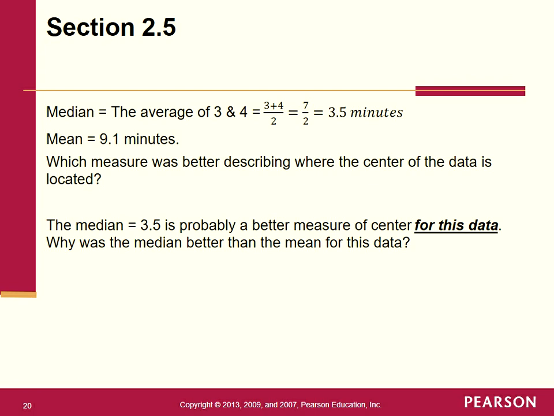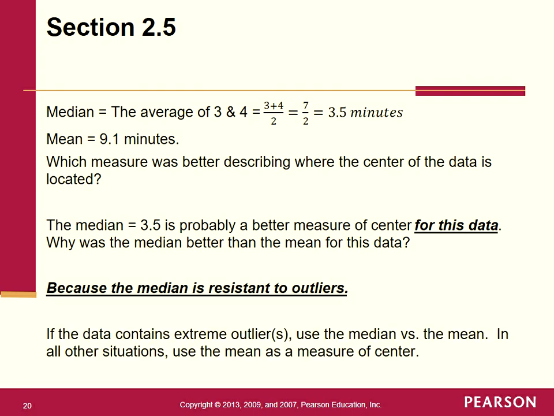Why was the median better than the mean? We've got to figure that out. It's because the median is resistant to outliers. Resistant meaning the way we measure it, the outliers are not going to affect the median. It's resistant to those outliers. Unfortunately, the mean isn't. So there's a better rule of thumb that you need to understand. If the data contains extreme outlier or outliers, use the median over the mean. In all other situations, use the mean as a measure of center.